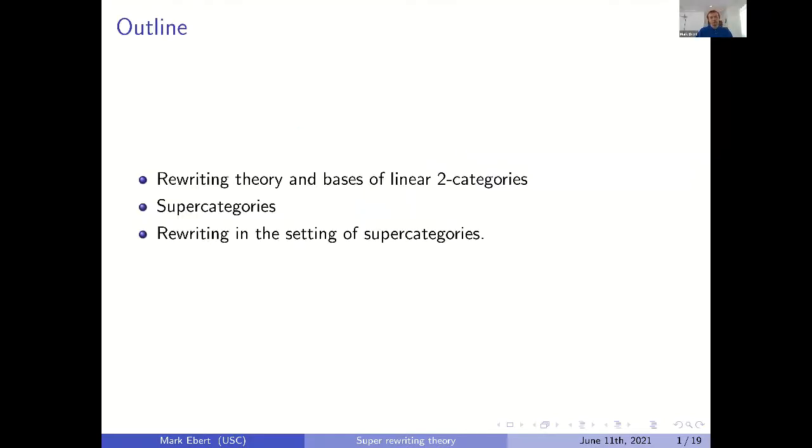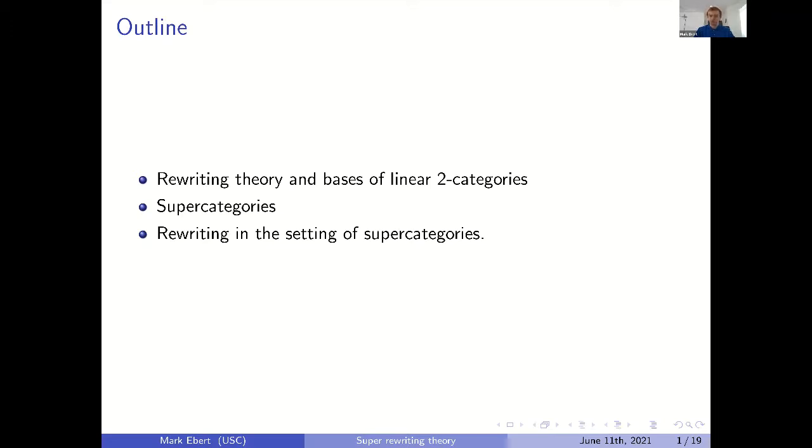So when you want to study or describe an algebra, one of the first things you typically try to do is write down a basis for it. And similarly, when we study higher representation theory, bases of two-morphism spaces of linear two categories are equally important.